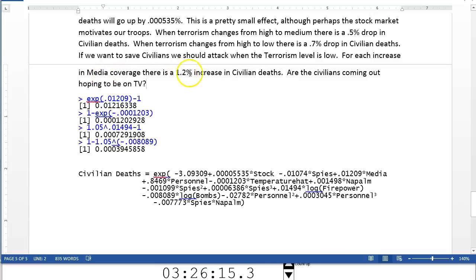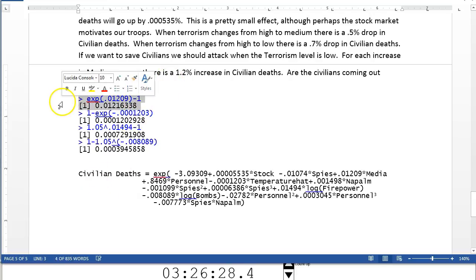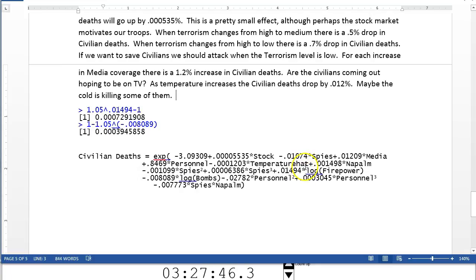Now, increasing media increases civilian deaths, so maybe the civilians are hoping to be on TV. That's a ridiculous answer, but the fact that I came up with any possible answer shows that I'm trying to think about the meaning and not just getting lost in these numbers. Now, here I'm ready to talk about firepower. Firepower was logged, so I'm going to talk about it as a percentage effect.